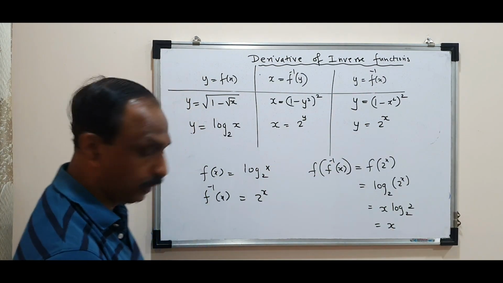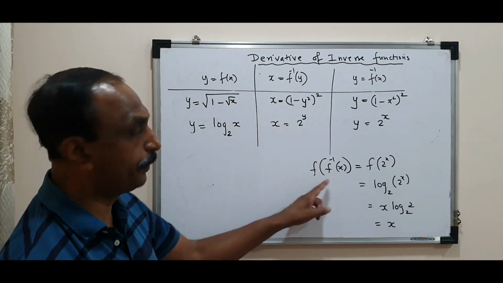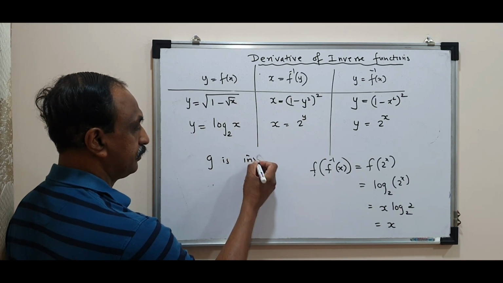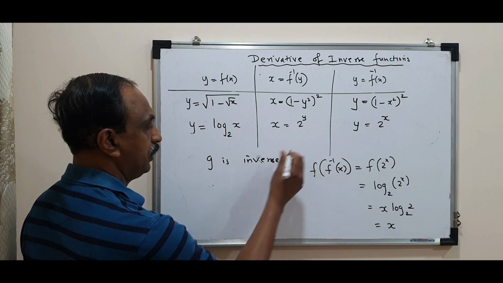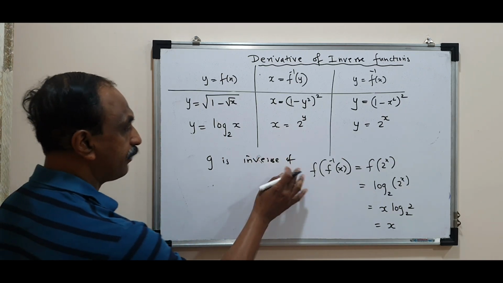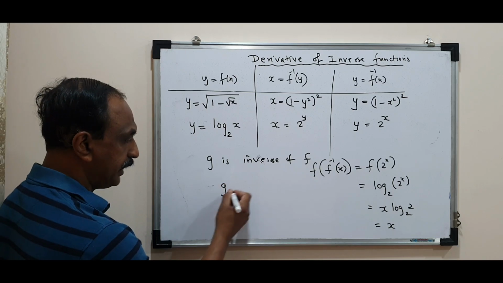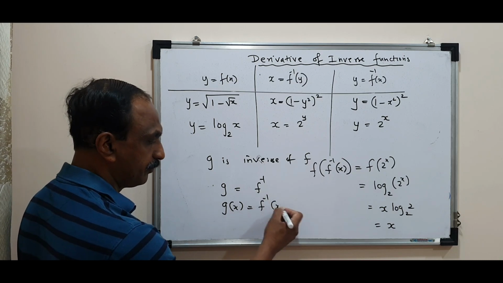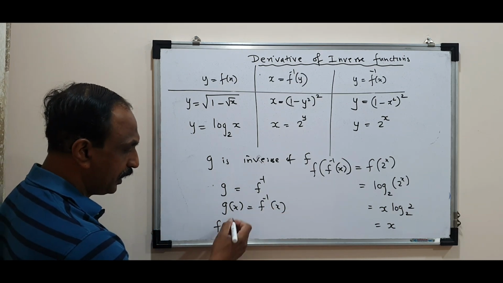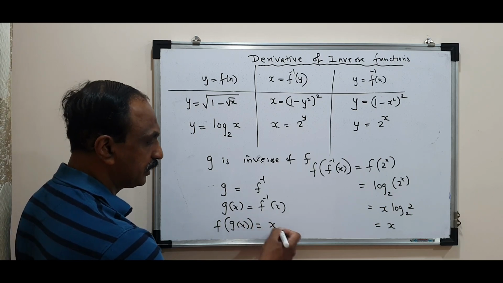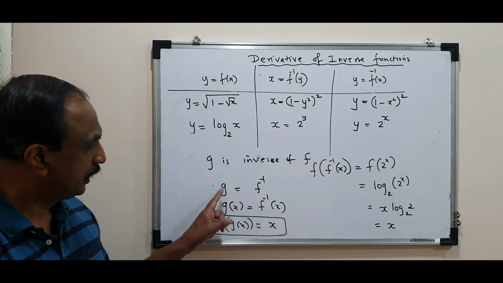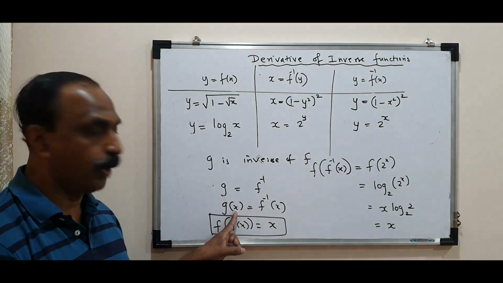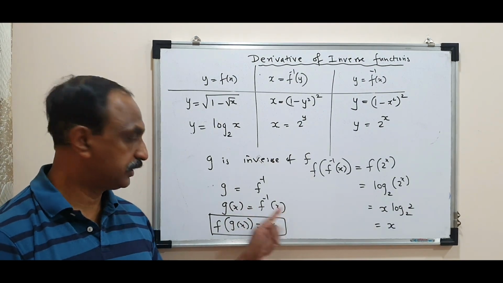Very, very important. This is one of the properties of inverse function. If g is the inverse function of f, that means g of x is f inverse of x. Now transfer this to the left hand side: f of g x equal to x. This is very, very important. See the method? It is given to you that g is the inverse of f, so I can write g is equal to f inverse x. That means the formula of g of x and f inverse of x, they both are equal.